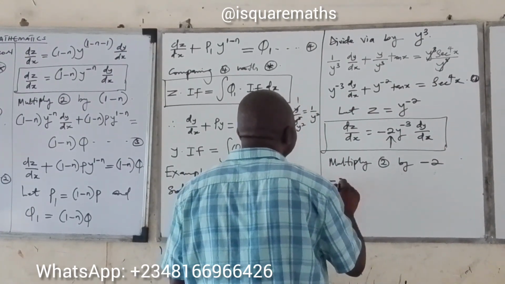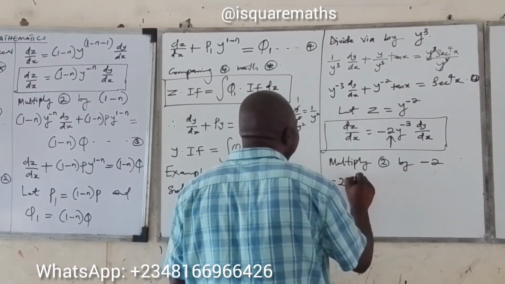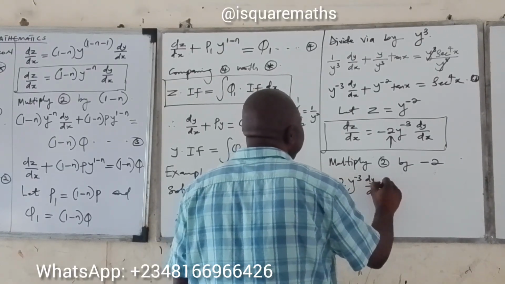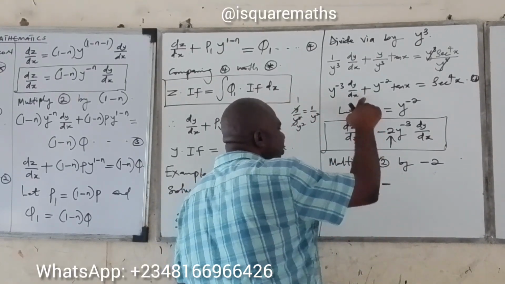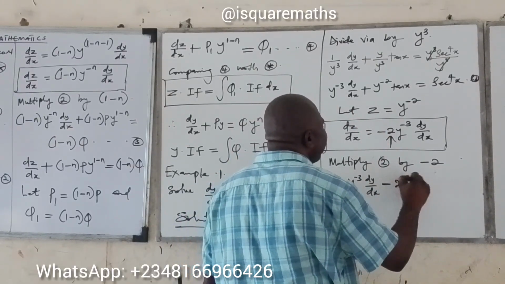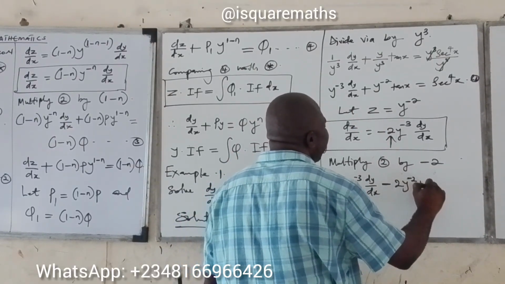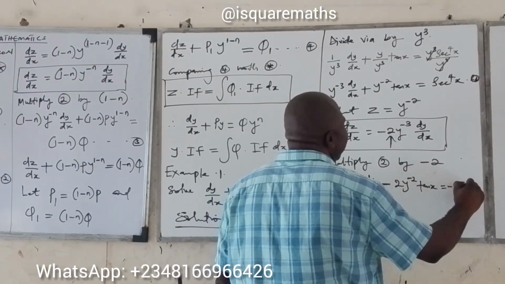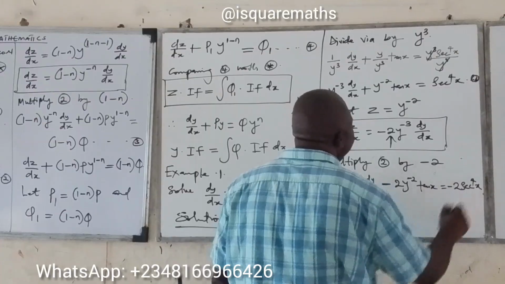We have minus 2, y raised to the power of minus 3, dy/dx. Then here we have minus, this is plus, so plus times minus 2 will give us minus 2, y raised to the power of minus 2. Then here we have tan x is equal to minus 2, then we have sec power 4x.